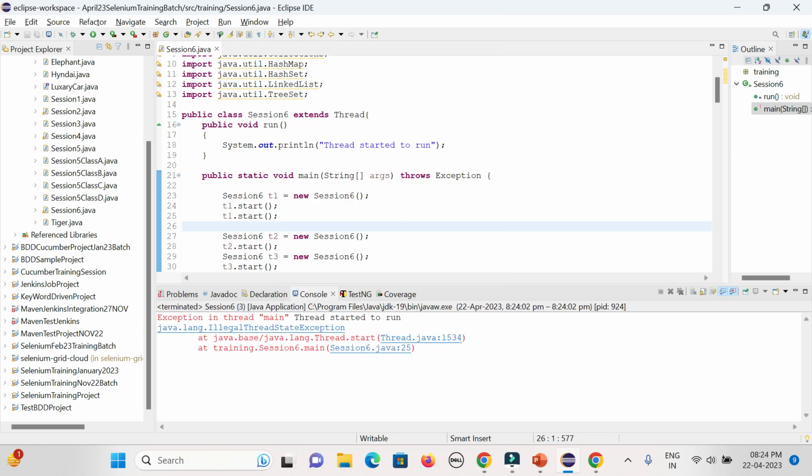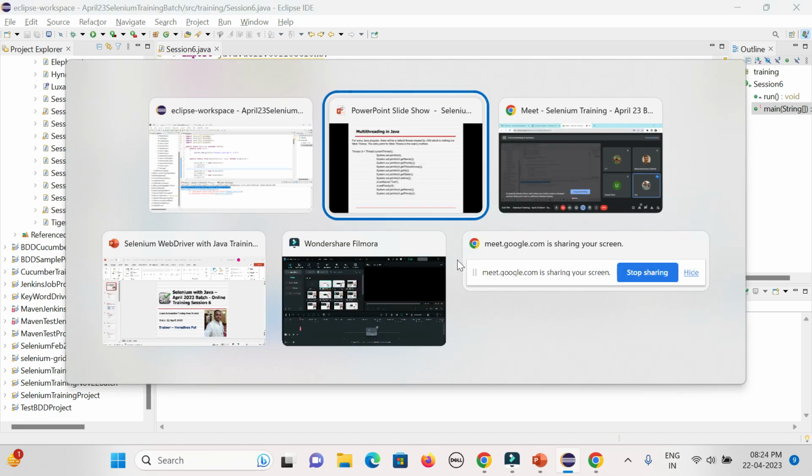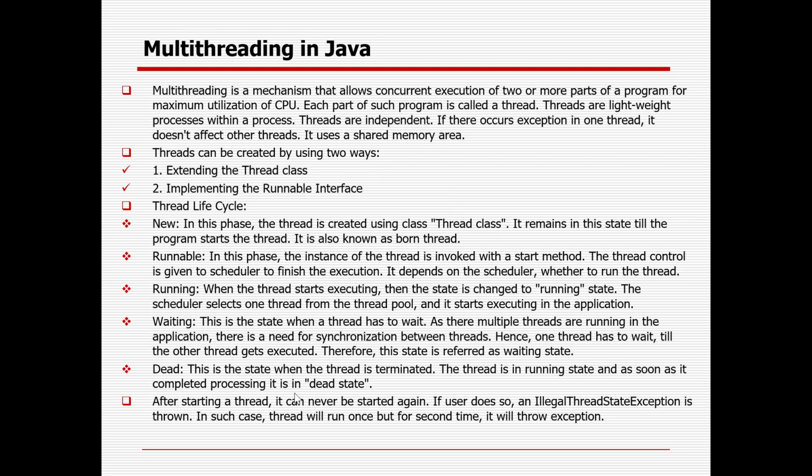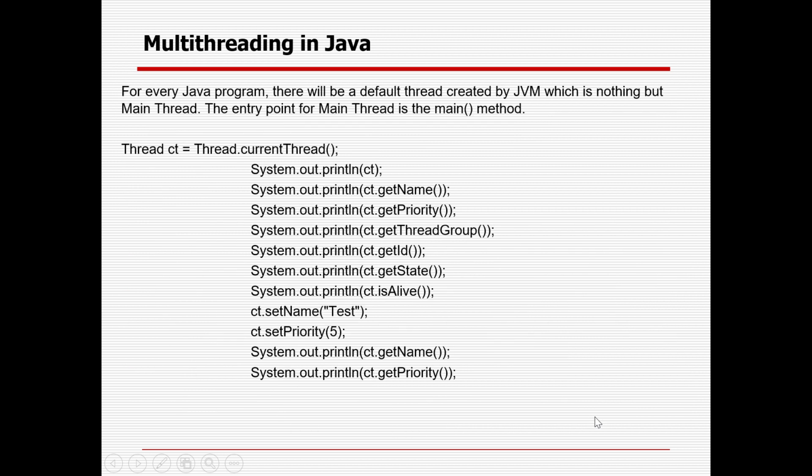You could see this is the error. Thread started to run already, but you cannot start it again. Illegal thread state exception will be triggered here. After starting a thread, it can never be started again. If the user does so, it will throw illegal thread state exception error. In such a case, the thread will run once, but for the second time, it will throw the exception.